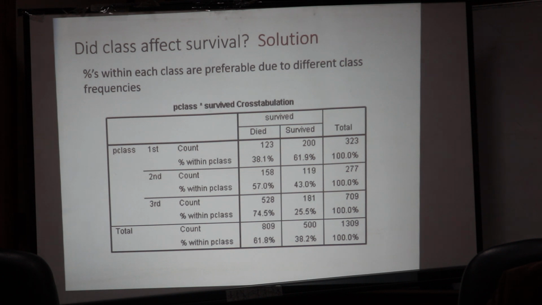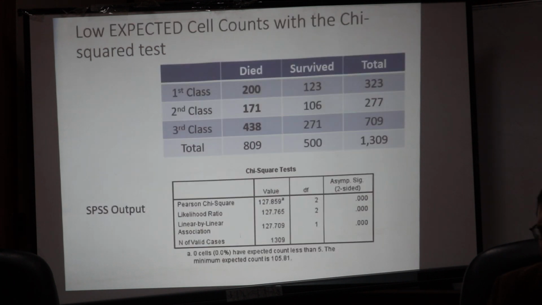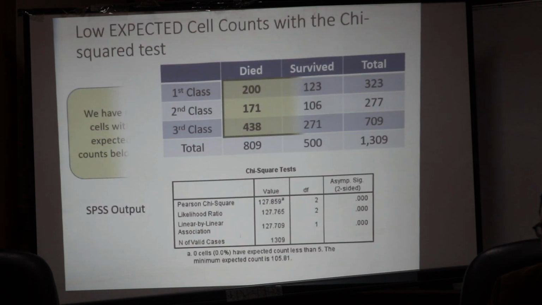Which one is higher? What's the total number? But in the percentage, as you can see here, we have a higher percentage of death among third class and second class compared to the first class. That's it. We are done with the chi-square. Do you have any question about the chi-square?